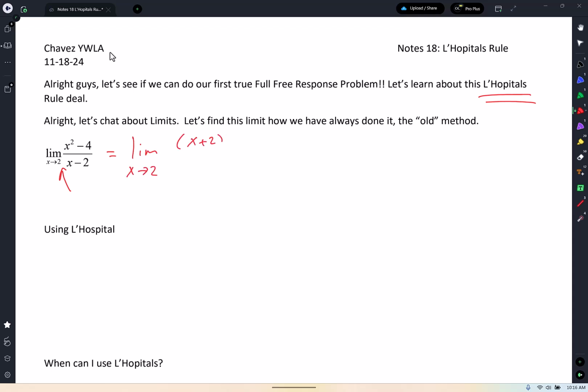x plus 2, x minus 2, over x minus 2. And then what cancels out? Bam! The x minus 2's. And now you can do direct substitution. 2 plus 2 is 4.